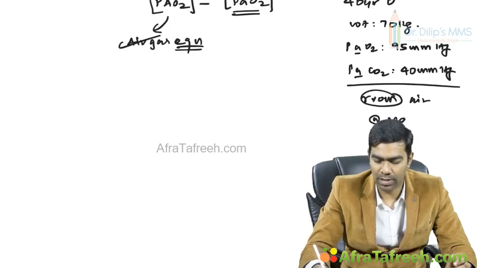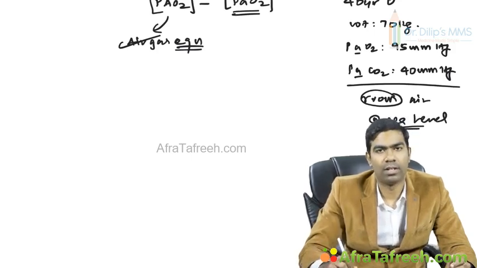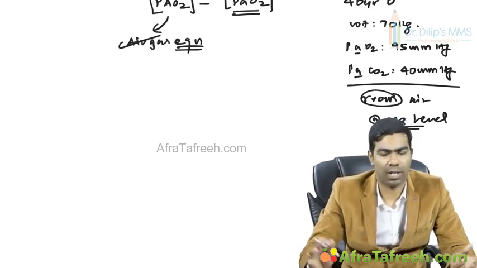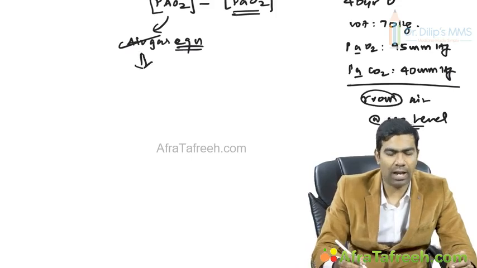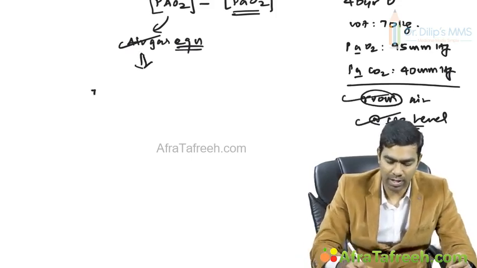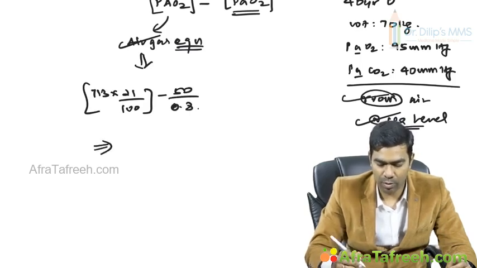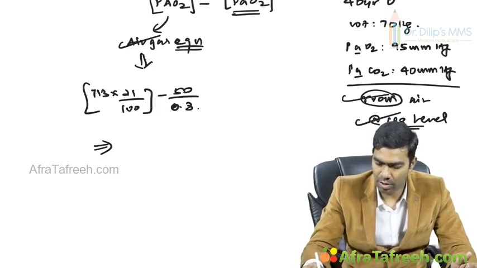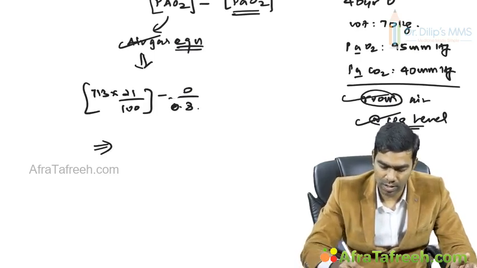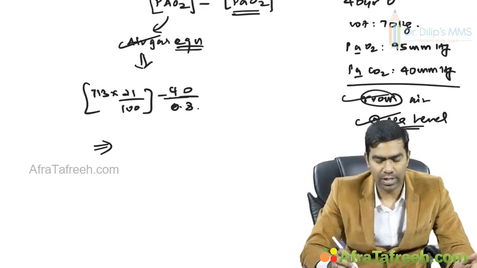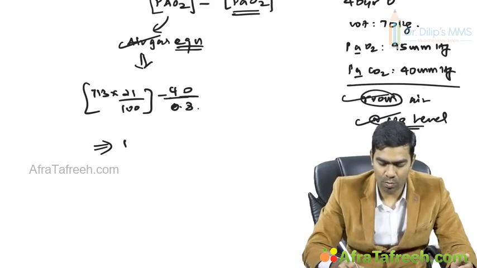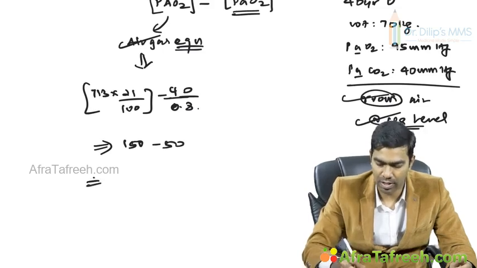Obviously, you have to assume these patients are at sea level, even if the exam doesn't say so. Unless they give a high altitude, you have to change the entire formula. Otherwise, there is no need. So as per the alveolar gas equation, because he is at sea level and breathing room air, it will be 713 into 21 by 100, that is FiO2, minus PaCO2, which is 40, divided by 0.8. Sorry, it's not 50, it is 40. So 713 into 21 by 100 is going to be somewhere around 149 point something. So I can take 150, minus 40 by 0.8, which is 50. So it is 100 millimeters of mercury.